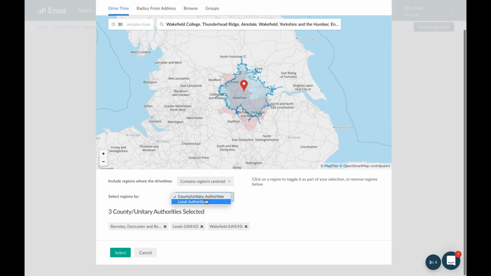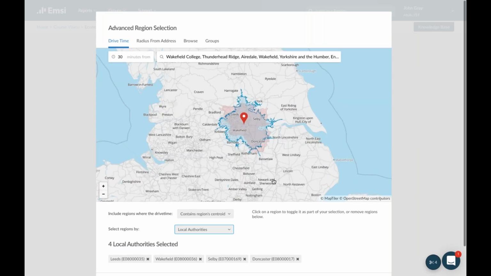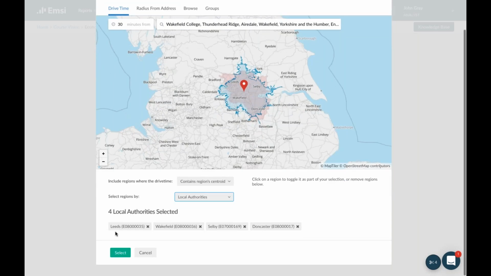And we can change whether we want unitary authorities or local authorities. So we're going to do local authorities within 30-minute drive, and it's just a nice way to select, to make sure that you've got all the areas, all the bases covered. So you can see now what we've got is the 4 local authority areas: Leeds, Wakefield, Selby, and Doncaster. So that would be a good place to start looking at economy overview.